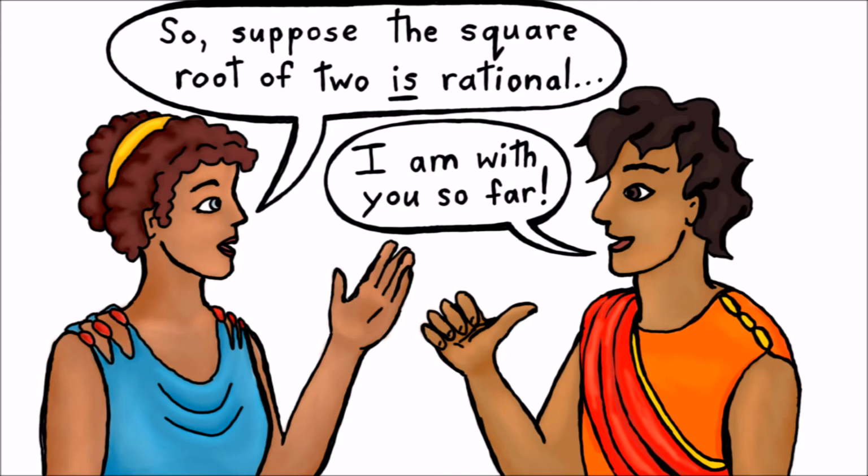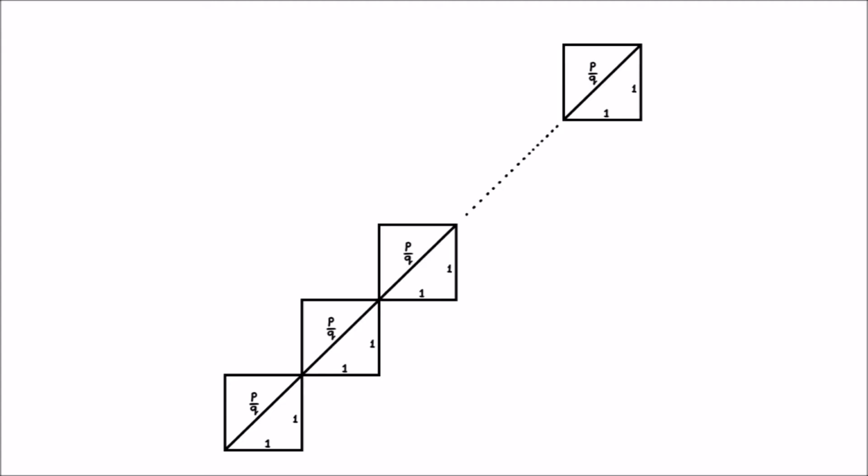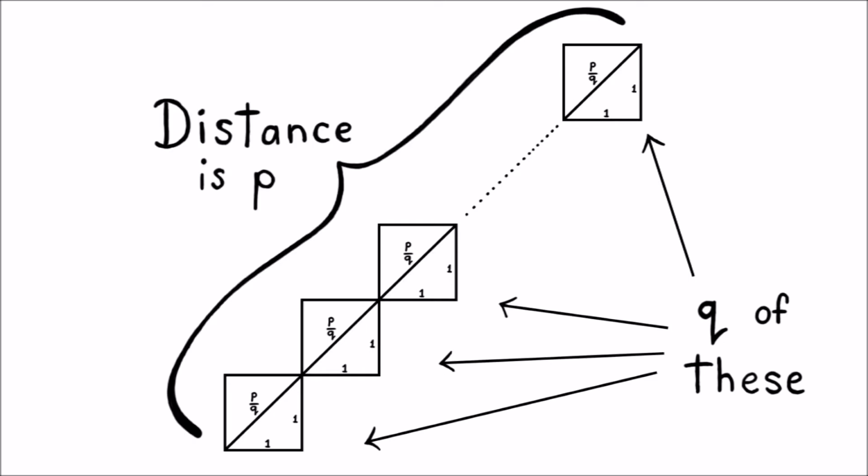So let's pretend, just for the sake of argument, that the square root of 2 is rational. Remember, this means that you can write it as p over q, where p and q are both integers, and q isn't 0. So suppose, just suppose, that there is such a p and such a q. This means that if you happen to have an object whose length is the square root of 2, say the diagonal of a 1x1 square, for example, then you can take q copies of this object, line them up end to end, and get the integer p as your total distance.